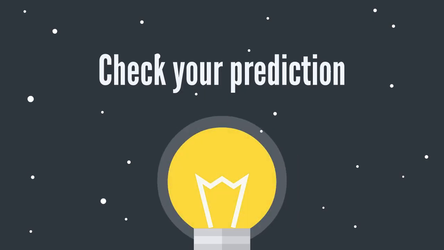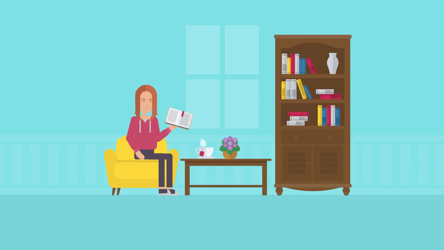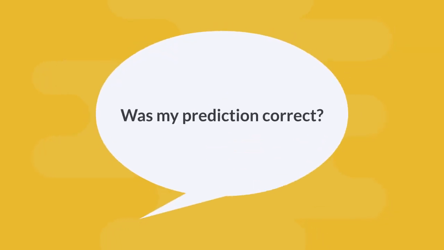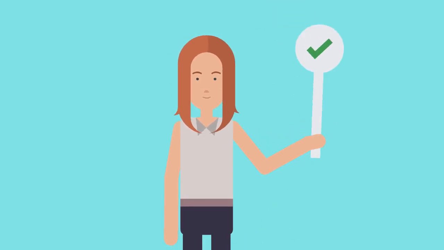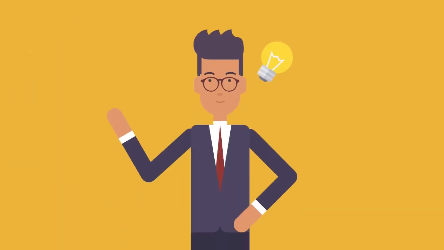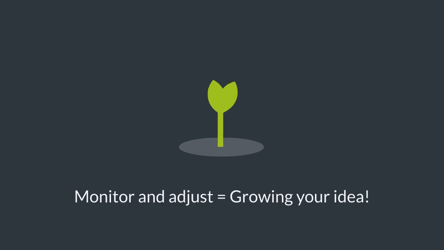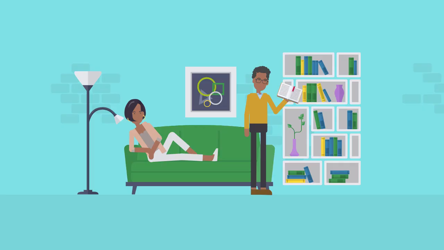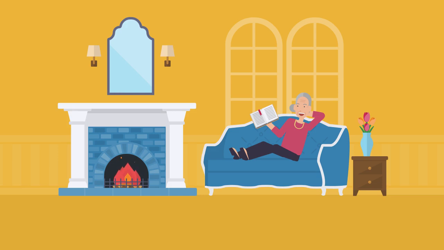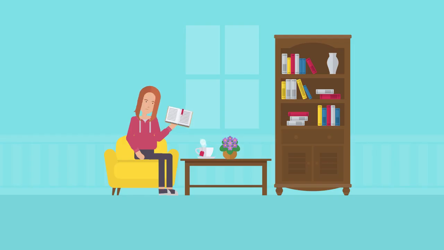The second strategy is summarizing as you go. Said another way, check your prediction as you read. As you start reading the story or article, you can ask yourself the question, was my prediction correct? It is okay if your prediction is not correct. The point is not to make a correct prediction. The point is to make a prediction and see if your prediction was right, and if not, monitor and adjust. You can change your prediction as you read, and that's one of the main ways to help you determine the main idea or main point of something that you read.